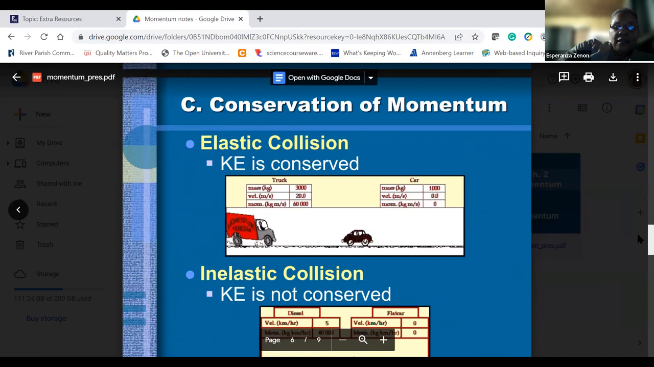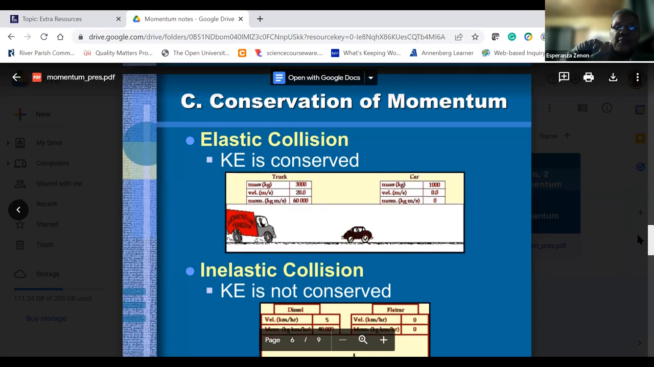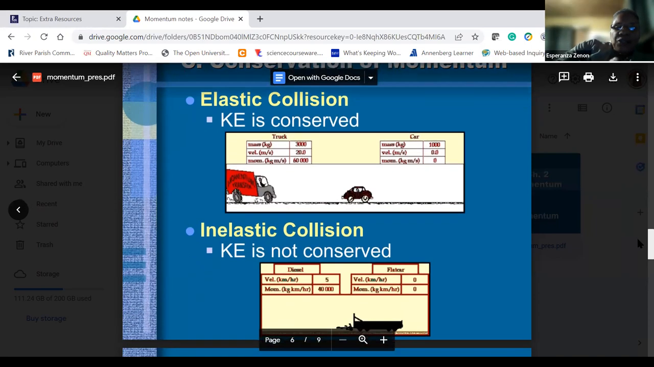And so this is another visual of the idea of an elastic collision versus an inelastic collision. You can see very clearly in the picture here, if that big truck hits that little car, it's going to transfer some of its momentum to the car, and the car is going to move, right? Move faster, because it's not moving at all, but once it starts moving, it's going to be moving faster.